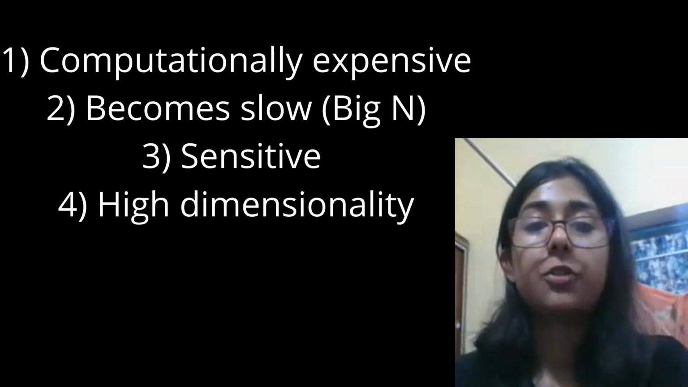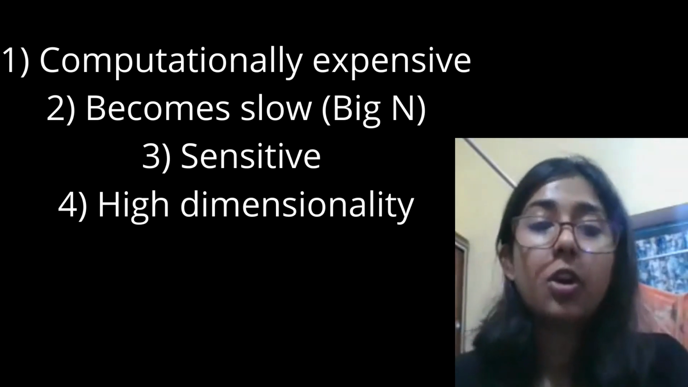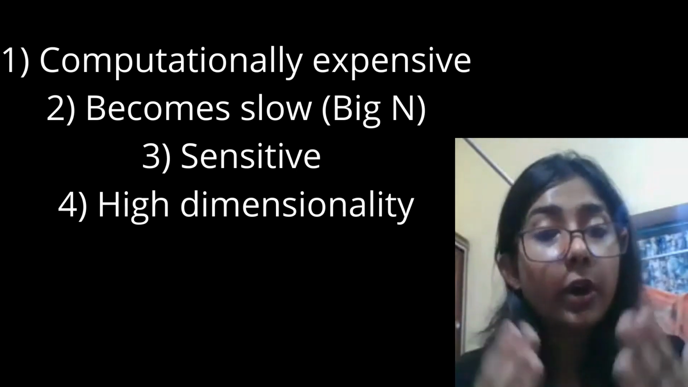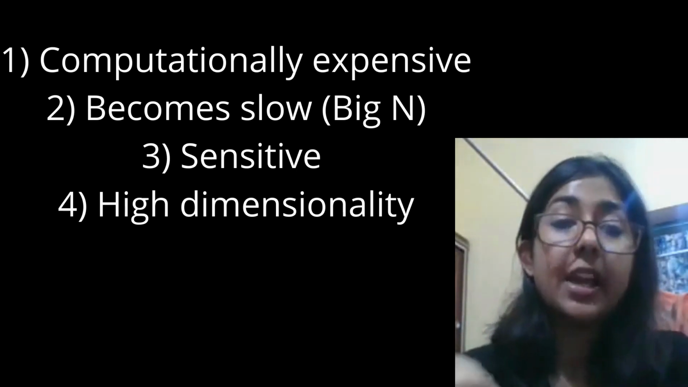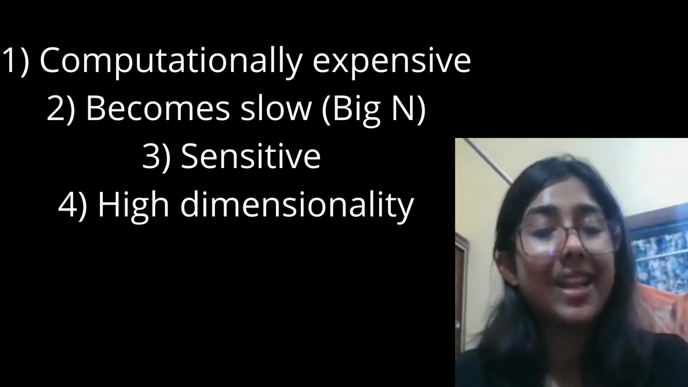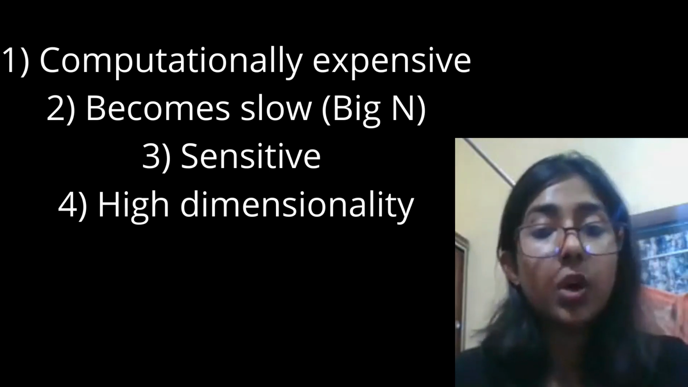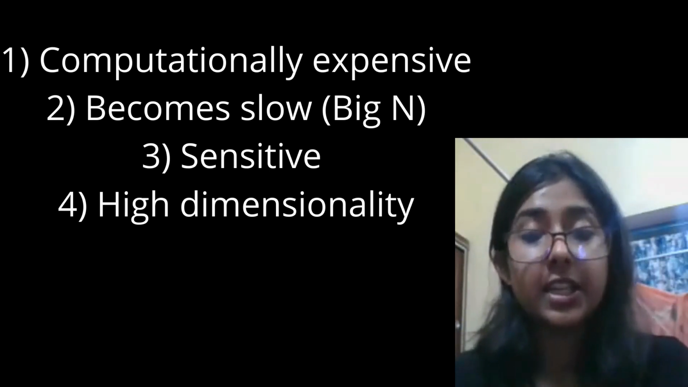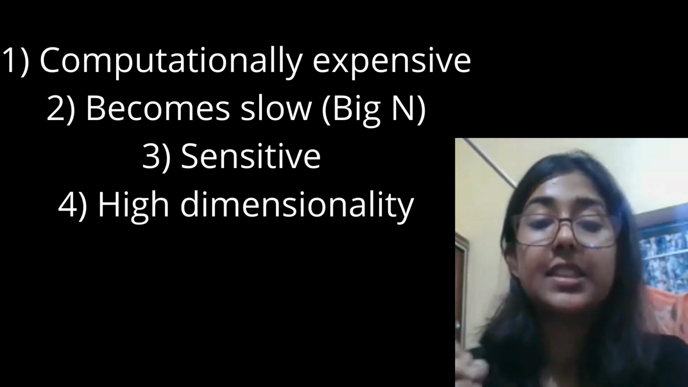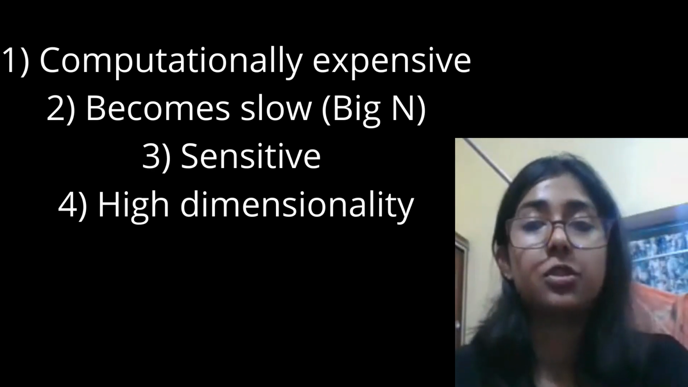The disadvantages of kNN are that it's computationally expensive because of its need to store all the training data. When the value of n is big, it becomes slow. It is sensitive to noisy and missing data. It does not work well with high dimensionality, as this will complicate the distance calculating process to calculate distance for each dimension.